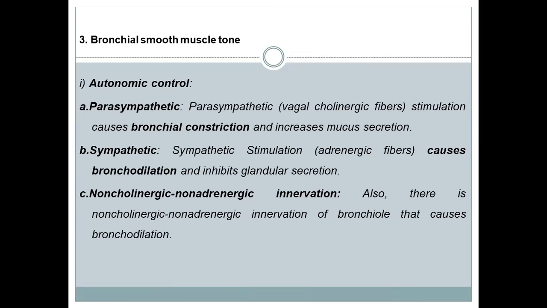As we have already discussed, again there is a repetition here, parasympathetic stimulation causes bronchial constriction. Sympathetic stimulation causes bronchodilation. So it is going to affect the resistance. There is also a non-cholinergic, non-adrenergic innervation, which causes dilatation of the bronchi. So these are the autonomic controls that will change the diameter of the bronchi and the airways, affecting the resistance.